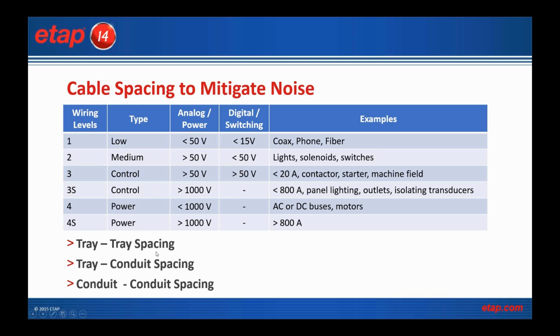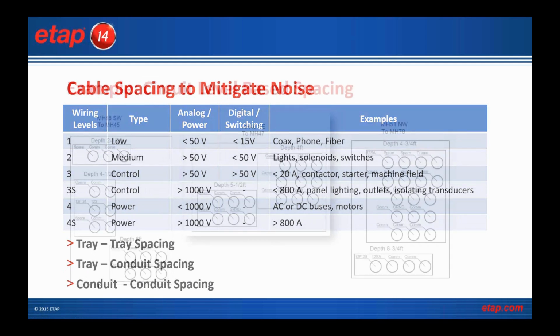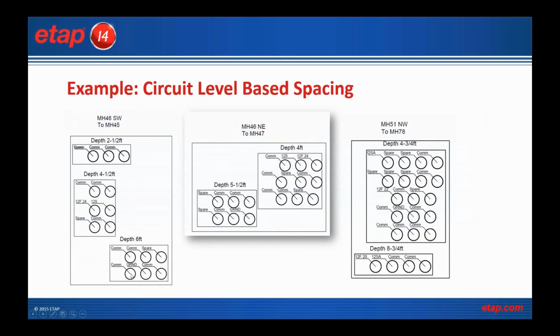And then you have power circuits less than 1 kV for AC/DC buses, and 4S is a situation where the power circuits are greater than 1 kV, so medium voltage systems greater than 800 amps. So the standard actually gives us spacing from tray to tray, tray to conduit, and conduit to conduit spacing. What we are using inside ETAP is basically conduit to conduit spacing.